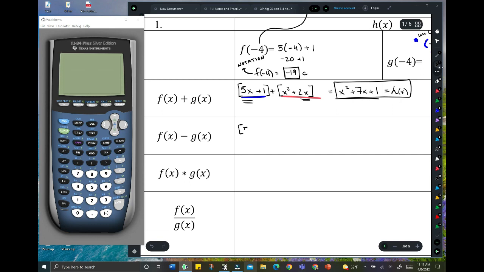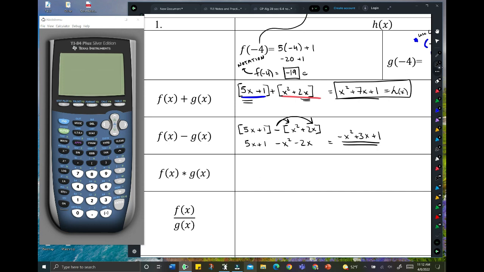Subtraction, you're probably guessing, is going to be similar. There's a little curveball with subtraction because we're subtracting an entire quantity. An entire quantity. So that means you have to distribute a negative, making it negative x squared minus 2x, and combine the like terms in that manner. So negative x squared plus 3x plus 1 is our result for subtraction.